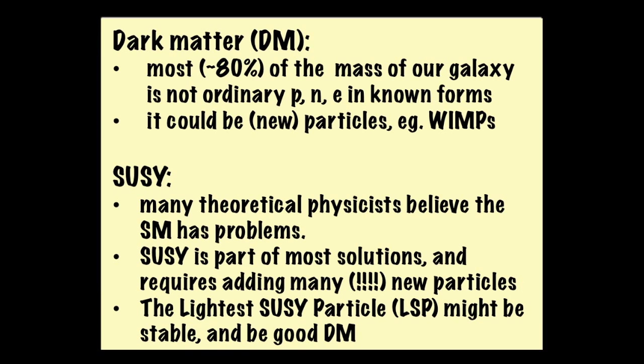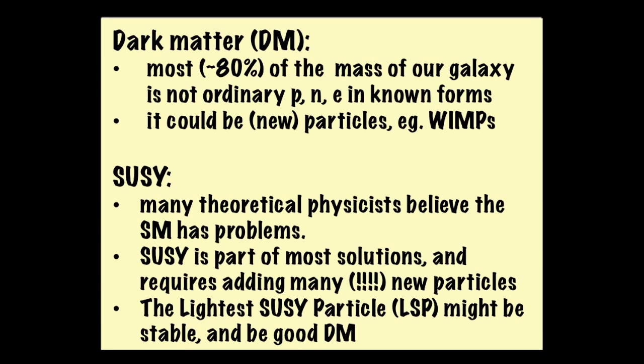So remember, dark matter is supposed to be most of the mass of our galaxy. It's not ordinary protons and neutrons in known forms. It could be new particles that have masses of 10 or 100 times the mass of the proton, called WIMPs. And you heard about how people are looking for those deep underground. And supersymmetry, that's what SUSY stands for. Supersymmetry is a theory, an extension to the Standard Model, that was invented because many theoretical physicists believe the Standard Model has certain problems, either mathematical problems or aesthetic problems. Supersymmetry is part of most of the solutions and requires adding many, many new particles. So for every particle that I told you, add at least one, called its supersymmetric partner, and then add a few more. And the lightest of those could actually be good dark matter.